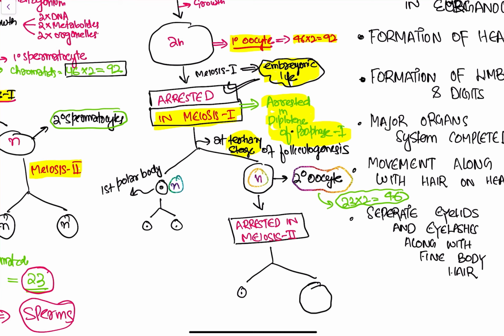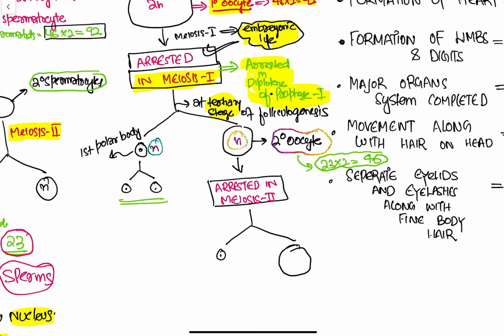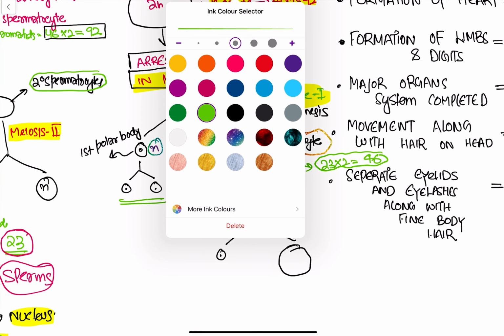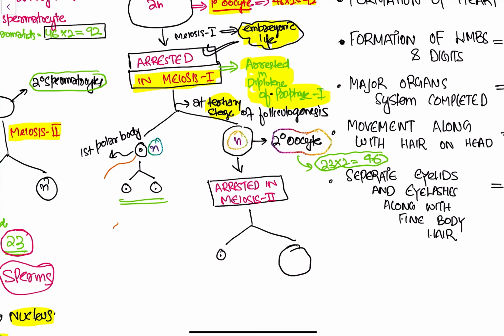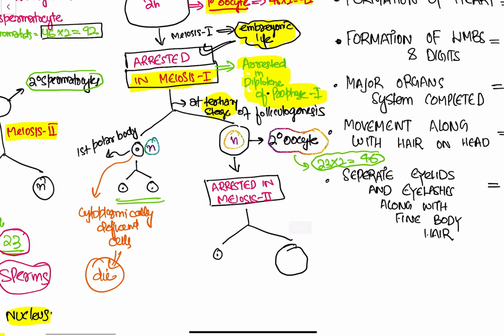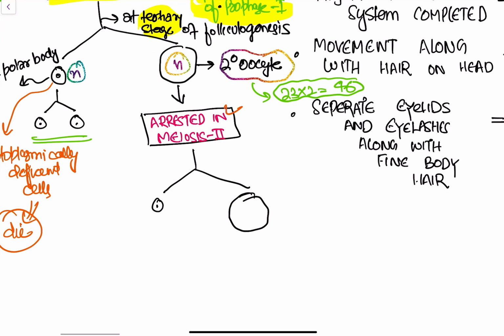Now, this first polar body may undergo meiosis second to form two other polar bodies. But these polar bodies are cytoplasmically very deficient cells, and they die. They undergo degeneration. Now the secondary oocyte enters meiosis second, but it is again arrested in meiosis second. And which phase are you asked? It is arrested in metaphase second.